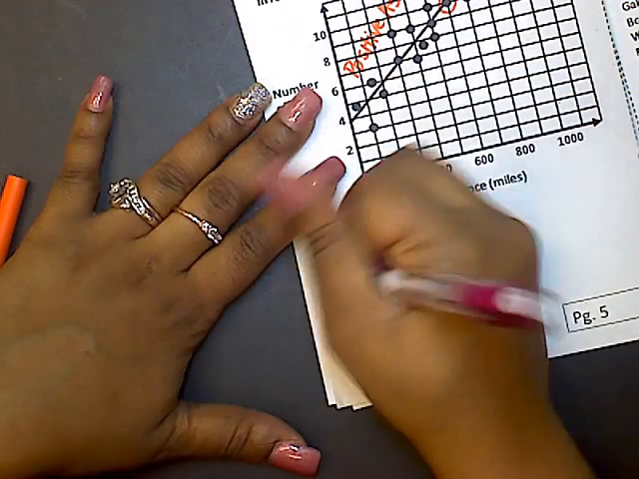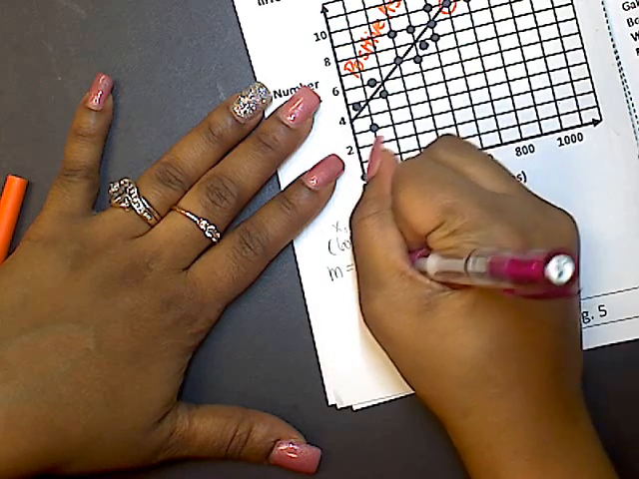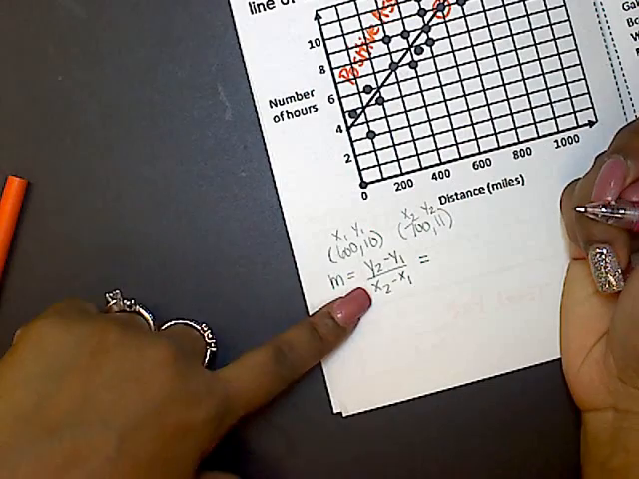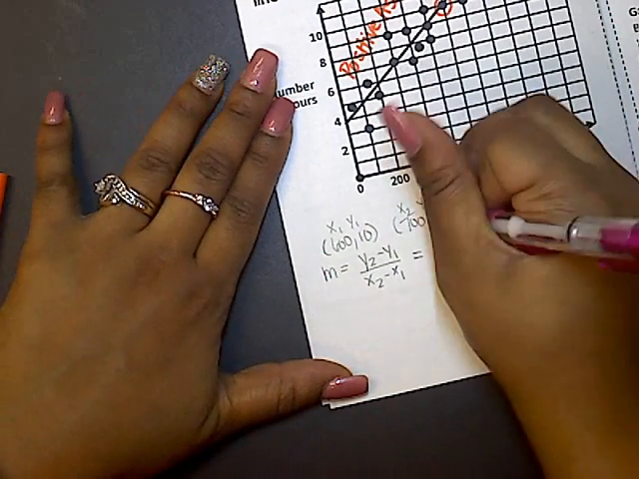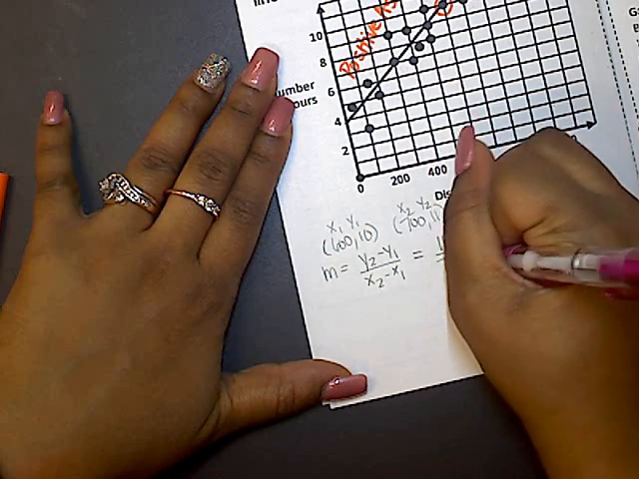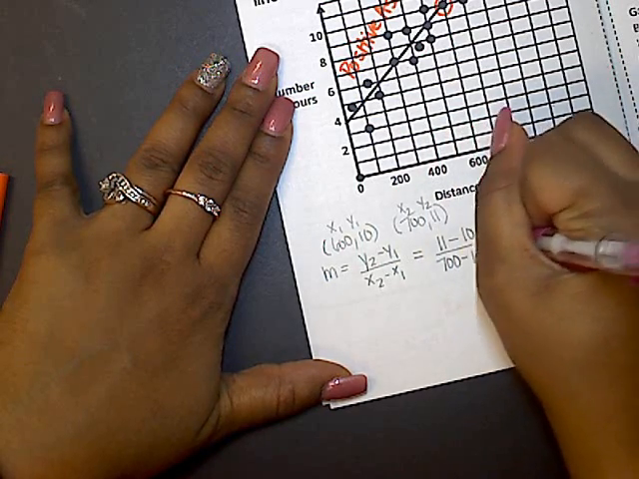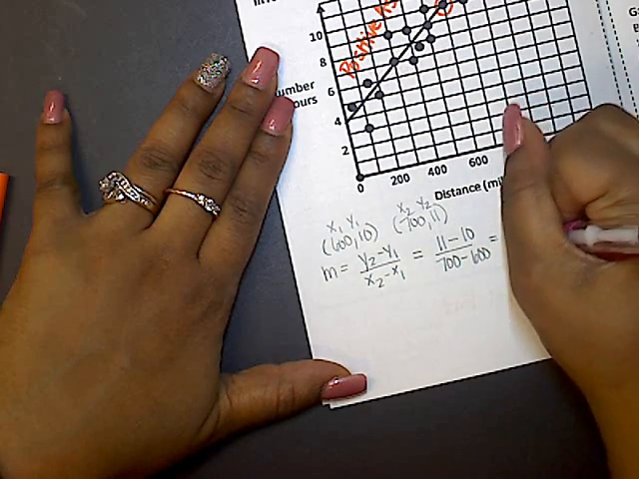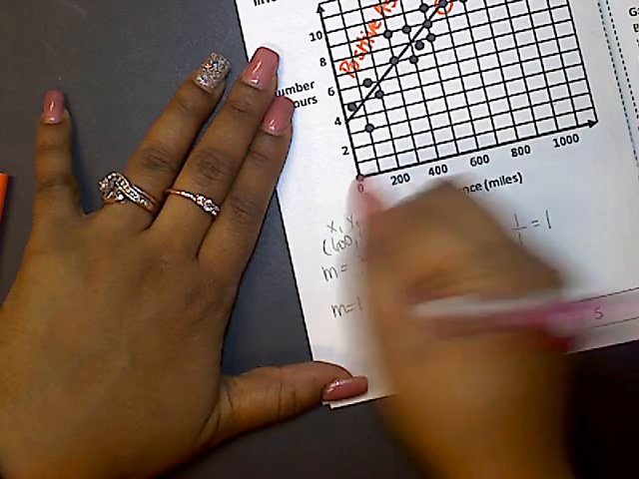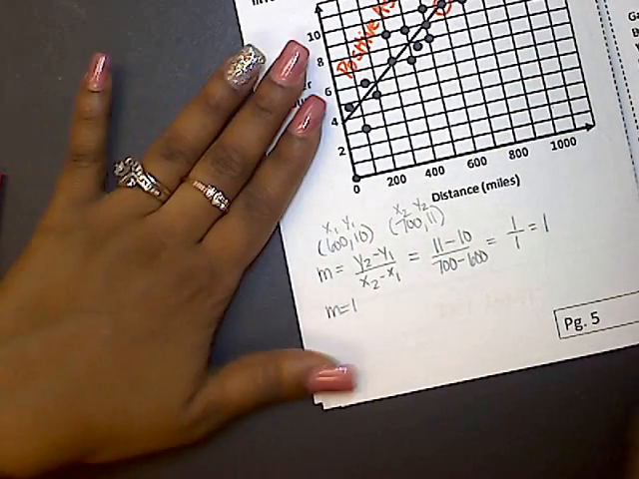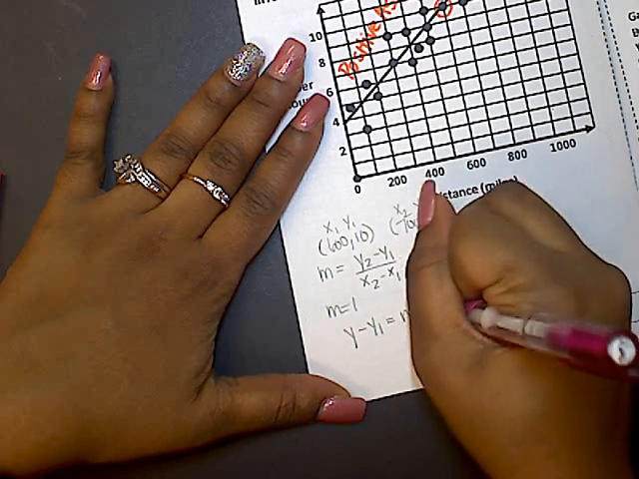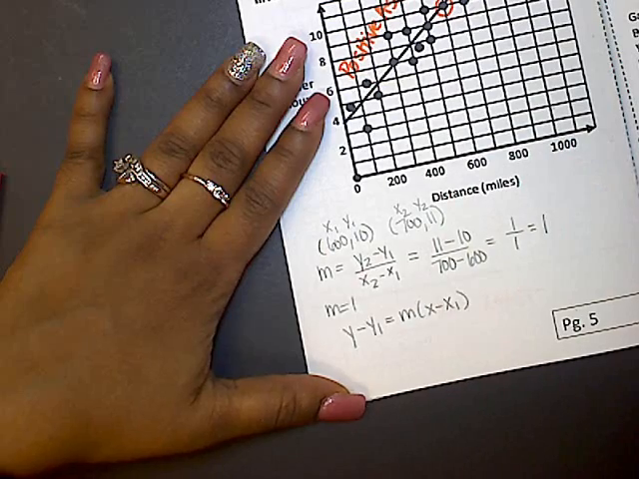Now it's time to find that slope. So we're doing m equals y2 minus y1 over x2 minus x1. This formula never changes, so please memorize it. So our y2 is 11, y1 is 10, x2 is 700, x1 is 600. So this is just going to be 1 over 1, which equals 1. So m is 1. And we're going to use that and our first point in our point slope formula: y minus y1 equals m times x minus x1. So that's what we're using now.